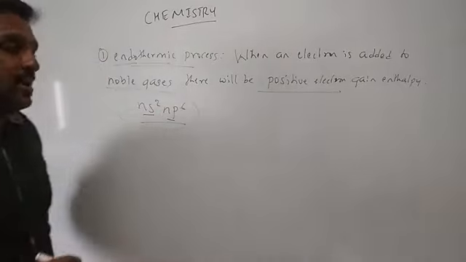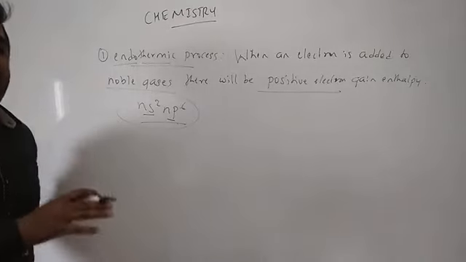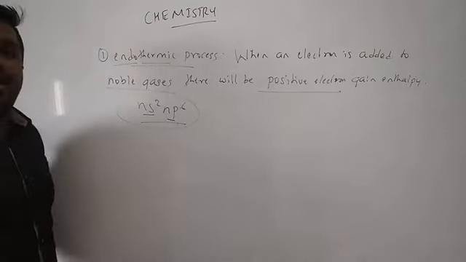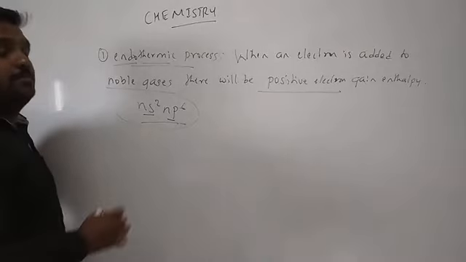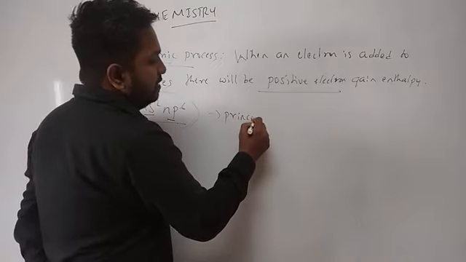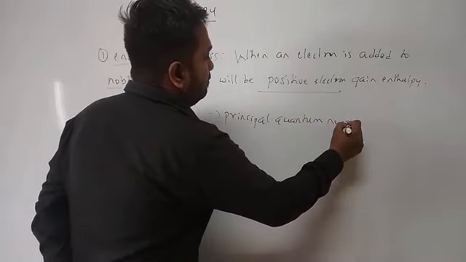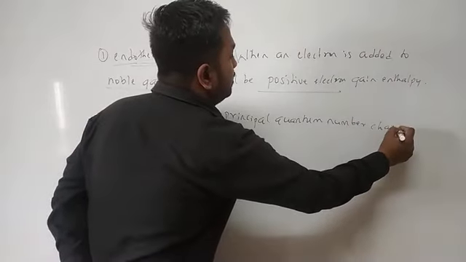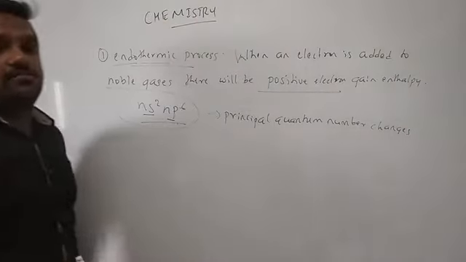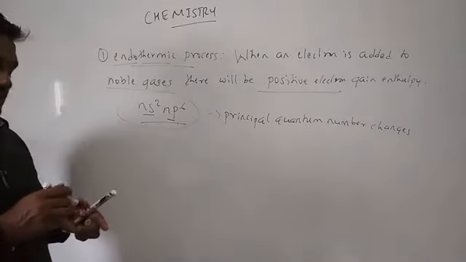Why? Because they already have a complete octet configuration, when you add an extra electron, the principal quantum number changes, and there will be addition of a new shell. For that reason, there will be positive electron gain enthalpy.